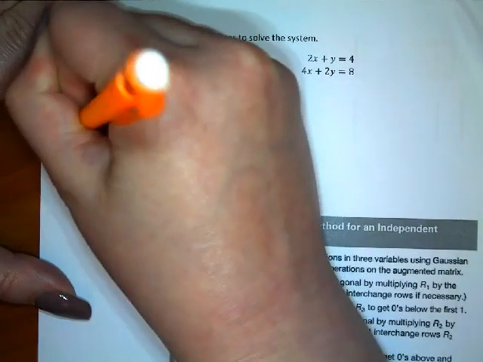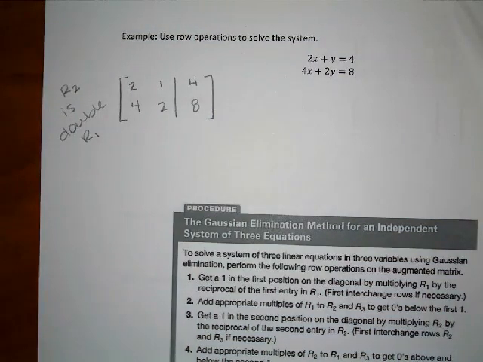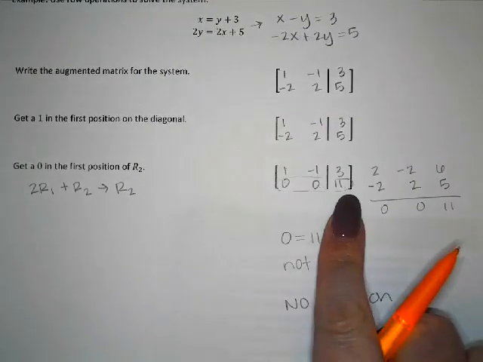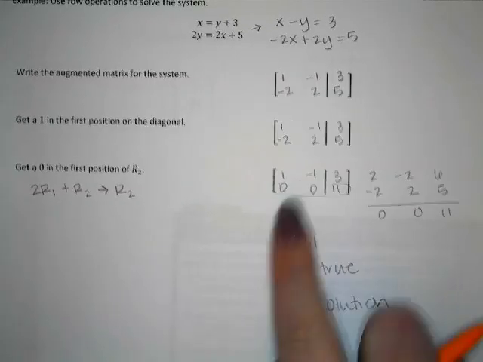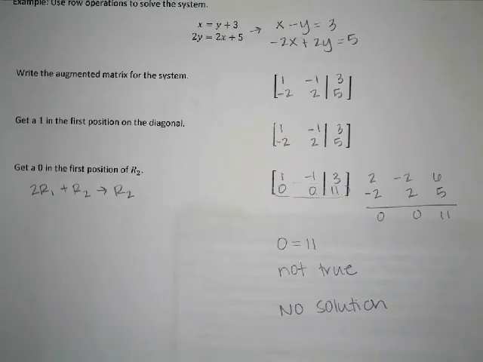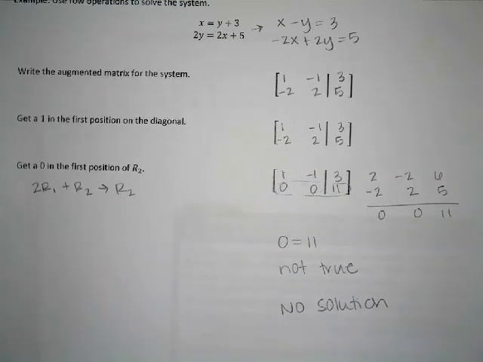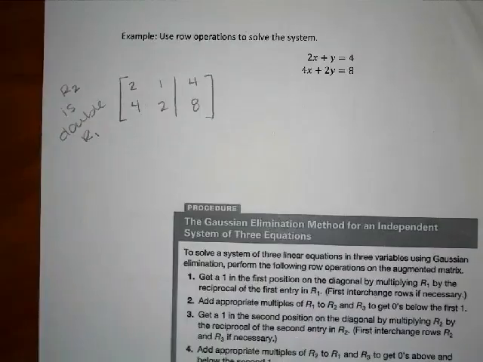Let me write this off to the side. R2 is double R1. And so my job here is to show that in this situation, we're not going to end up with 0 equals 11 like we did in the previous situation. We're not going to end up with something that is not true. We're going to end up with 0 equals 0, which is a situation that is always true because the two lines are the same. They're on top of each other. So every single point on the line is a point of intersection.